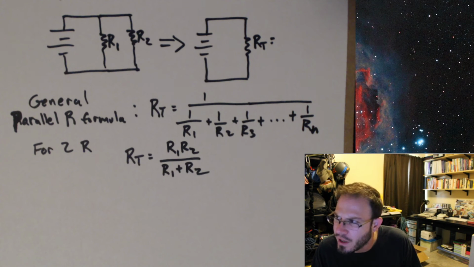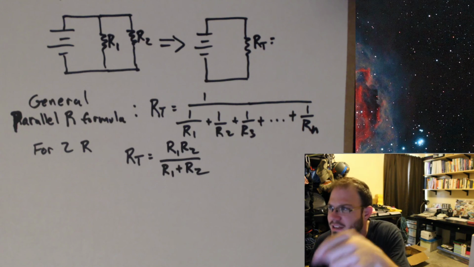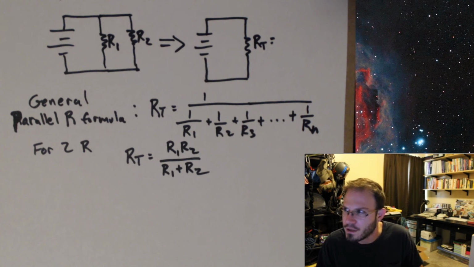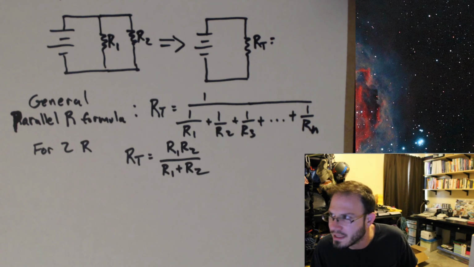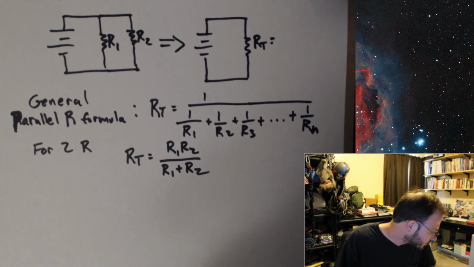And if you do have 3 resistances, you can merge 2 and then take that one and do the same calculation again with the third one. So you can use this equation for multiple resistances as well. You just have to apply it multiple times.